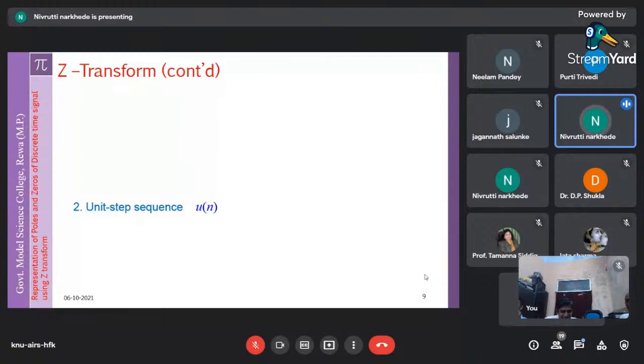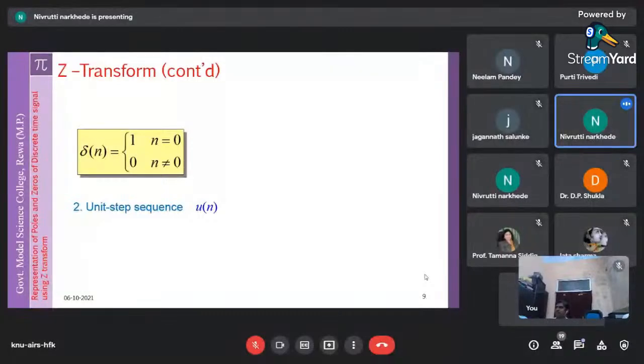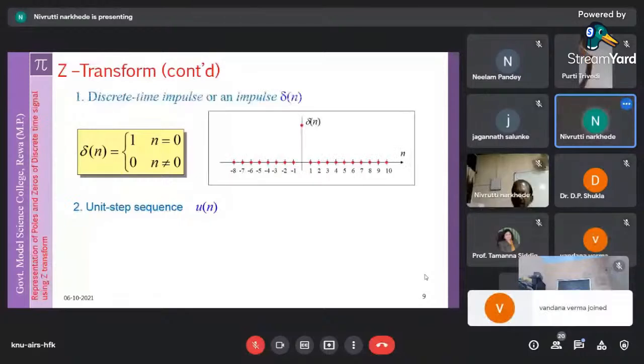And some signals also. So this delta n, what we call the unit impulse. By definition, delta[n] is equal to 1 for n equal to 0, and it is 0 everywhere else, n not equal to 0. Now, how do we represent it? It is the unit impulse response, a discrete time signal impulse, or an impulse delta[n].